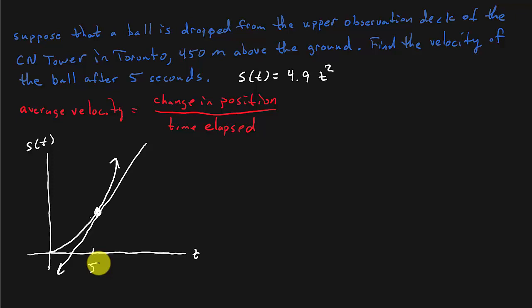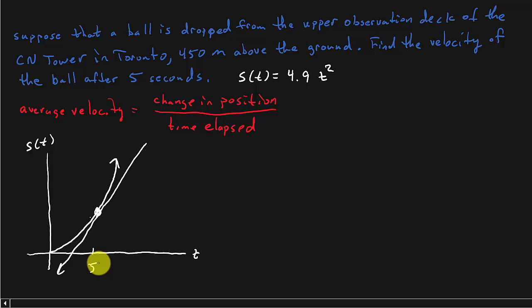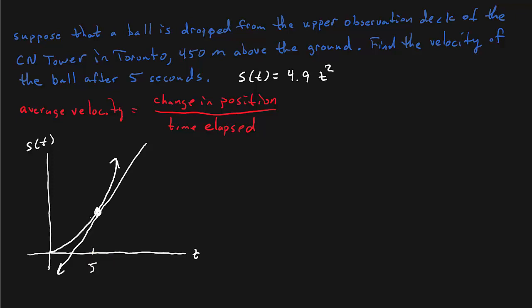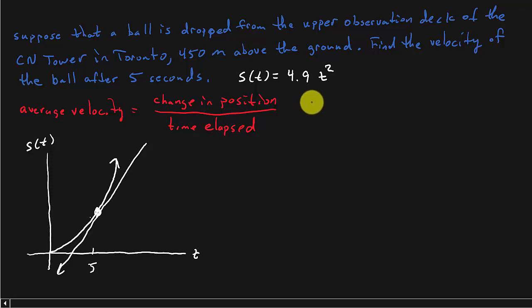So if we look at this, we can figure out how to do this by just making a table. So let's do that. Let's do time interval, and then average velocity.